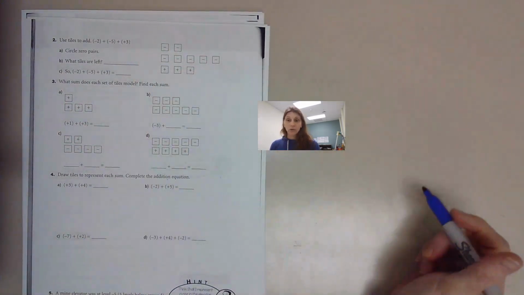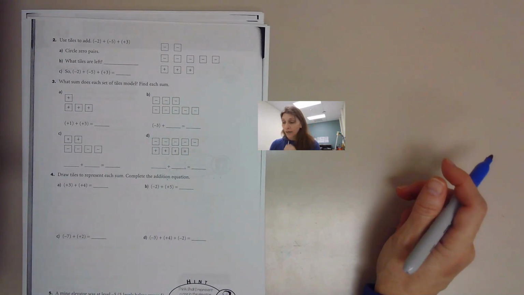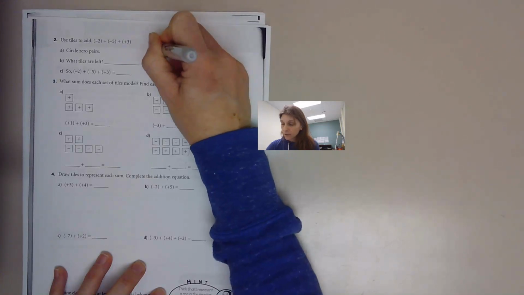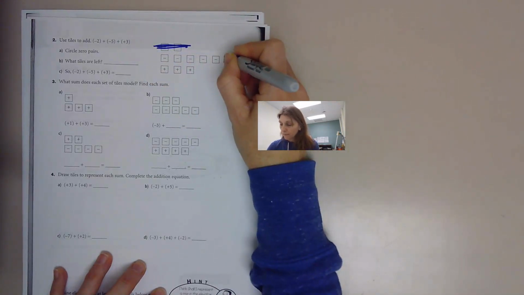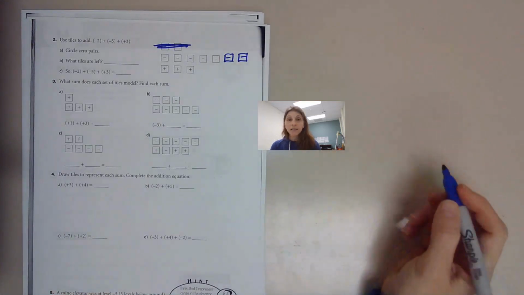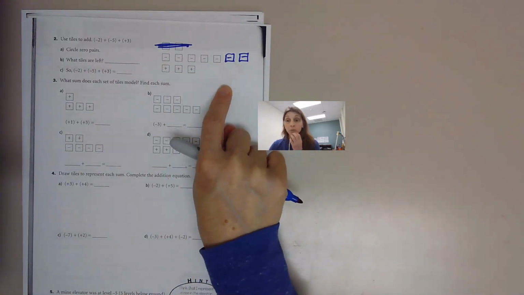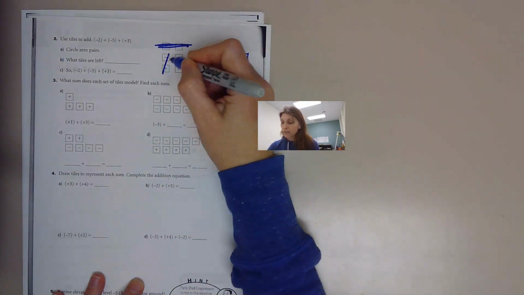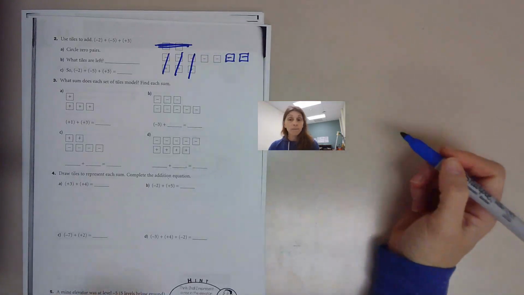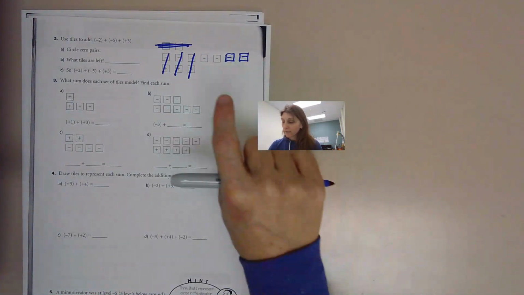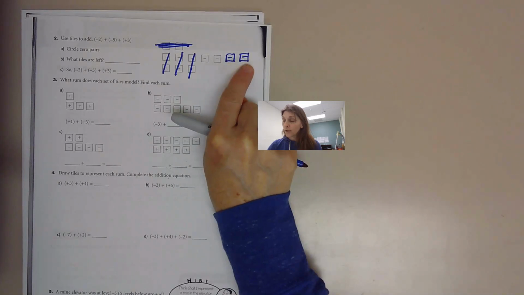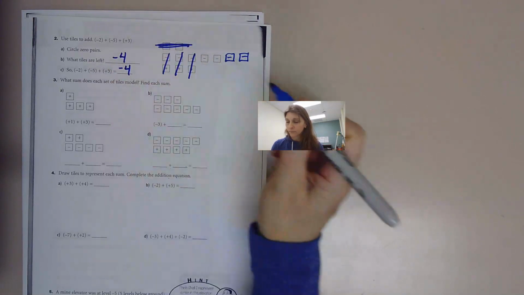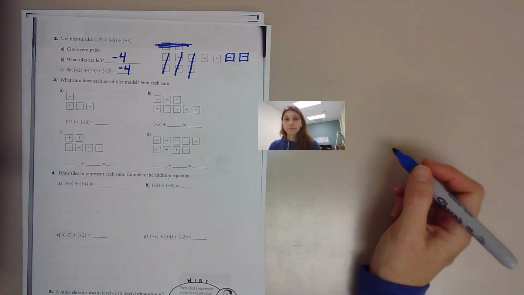I don't like it when it's organized like this. That doesn't work well for my brain. So what I'm going to do is I'm going to take these negatives, I'm just going to get rid of them, and I'm going to put them here to make my nice and organized rows of my negatives and my positives. Now circle your 0 pairs. Here's one, here's another one, here's another one. Those are all gone. What do we have left over? 1, 2, 3, 4 negatives. Negative 4. Okay?